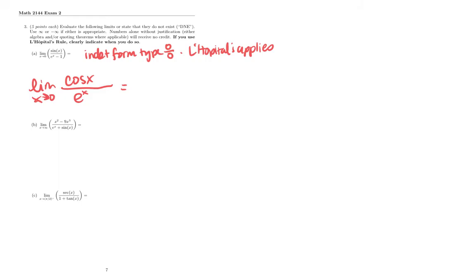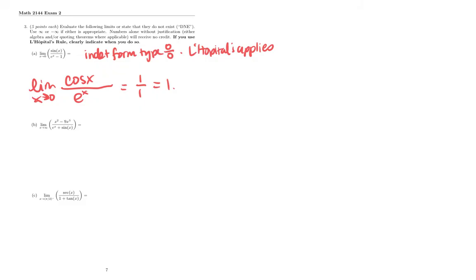At this point, I can, again, figure out what happens as x goes to 0. If I just plug in 0, cosine of 0 is 1, e to the 0 is 1, so I don't have an issue here with a 0 in the denominator. So this is just going to 1 over 1, which is 1.